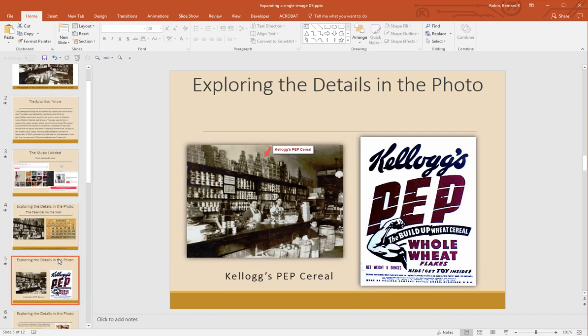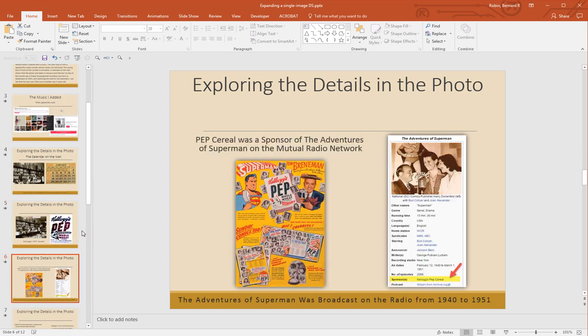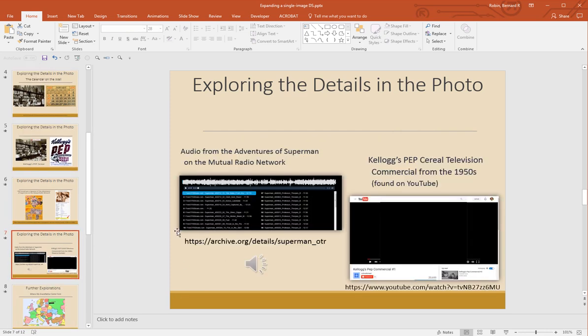And I also noticed in the photograph that there were boxes of breakfast cereal called Kellogg's Pep, and I did some further exploration on the web, and I found out that Pep cereal was a sponsor of The Adventures of Superman on the Mutual Radio Network, and I found pictures of Pep cereal and Superman, and I found a Wikipedia page that showed these pieces of information. And then I kept looking, and I found audio from the Adventures of Superman radio broadcast, and we can listen to a little bit of that.